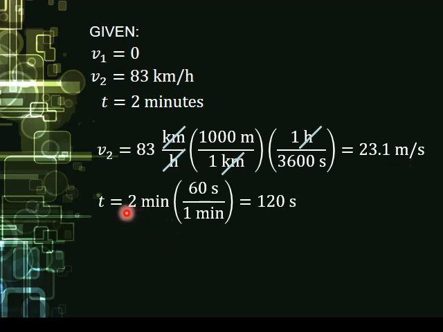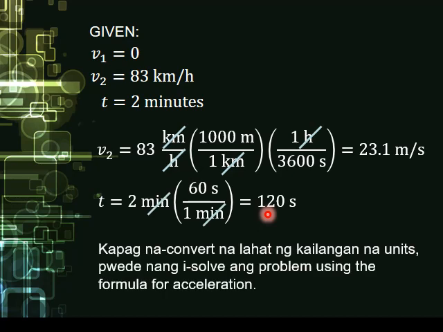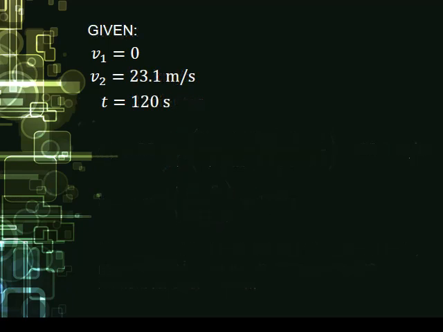Okay, now yung time naman na 120 minutes. So, i-multiply natin siya sa conversion factor na 60 seconds over 1 minute. Kasi diba for 1 minute, you have 60 seconds. So, we have 120 seconds. So, cancel na yung minutes dito. Now, kapag na-convert natin lahat ng kailangan ng units, ang tawag dito, aligned na siya. Okay, aligned na. So, pwede na natin isolve ang problem using the formula for acceleration.